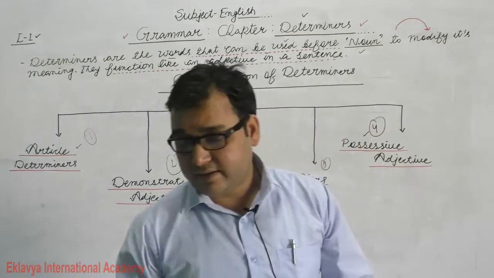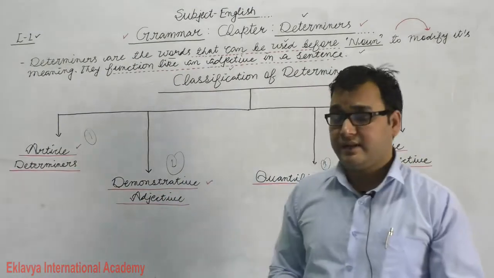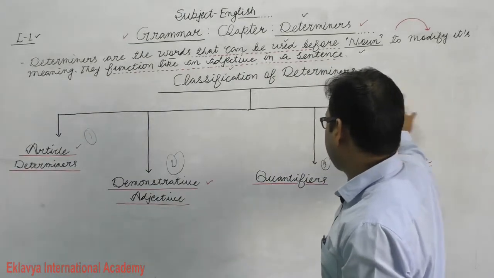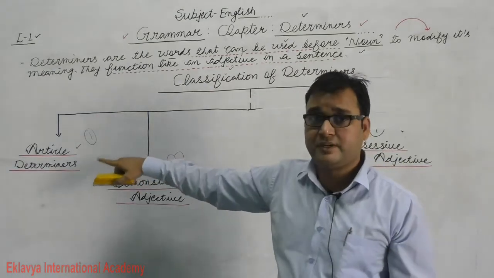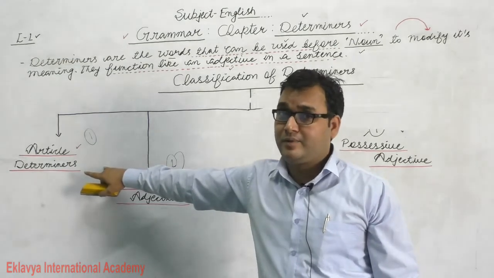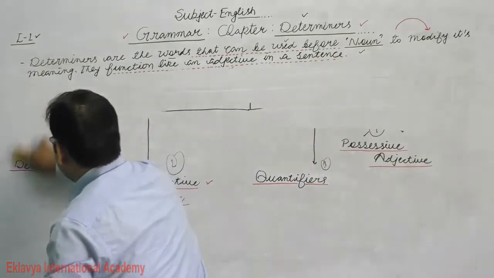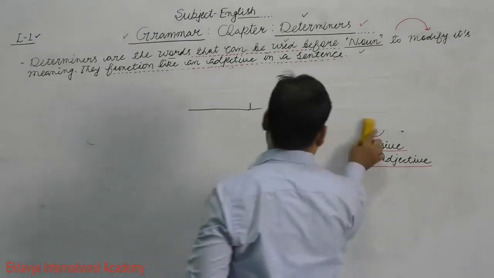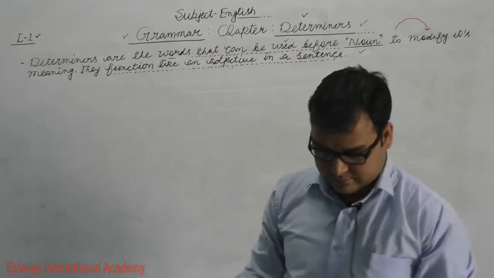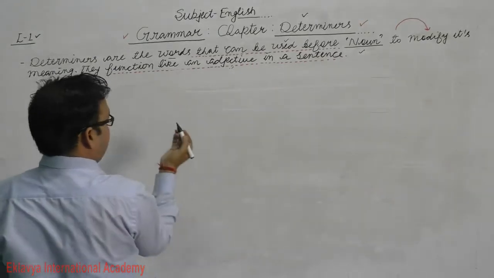Okay, students, so let's have your point number one in classification. It's about your article determiners. It's a long chapter, so let's have it now, the common one in 10th and 11th class. I'm going to have the very first one of determiners in classification, article determiners. Just don't take it easy. I will provide you lots of points in this very first one.